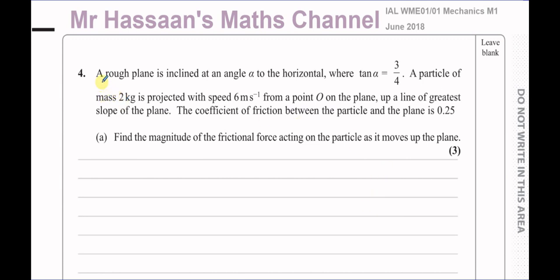And it says a rough plane is inclined at an angle of alpha to the horizontal where tan alpha equals 3/4. A particle of mass 2 kilograms is projected with speed 6 meters per second from a point on the plane up a line of greatest slope of the plane. The coefficient of friction between the plane and the particle is 0.25. So part A says find the magnitude of the frictional force acting on the particle as it moves up the plane. Okay, so now here they don't have a diagram.